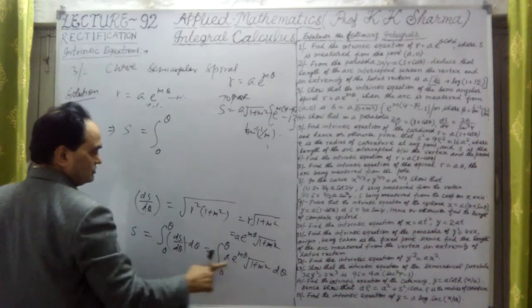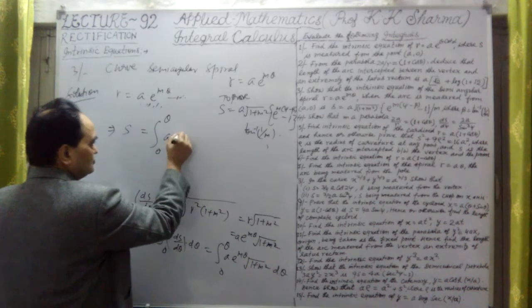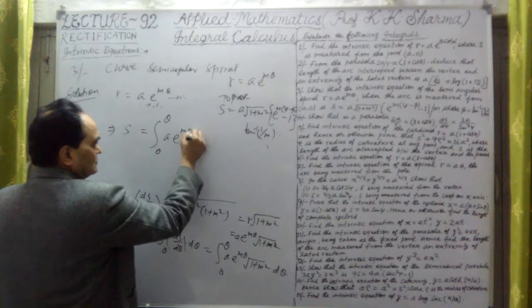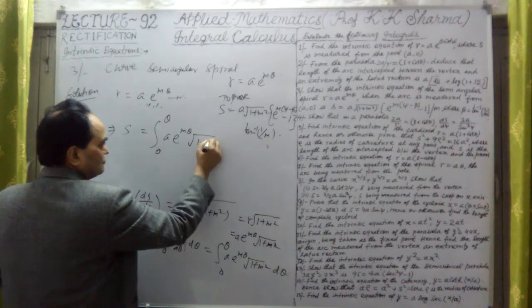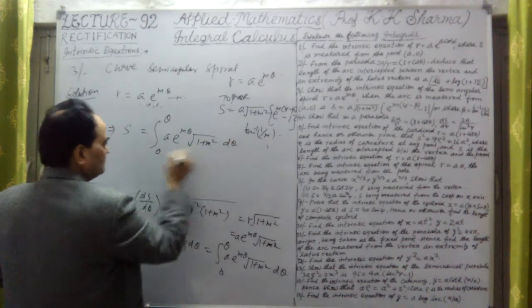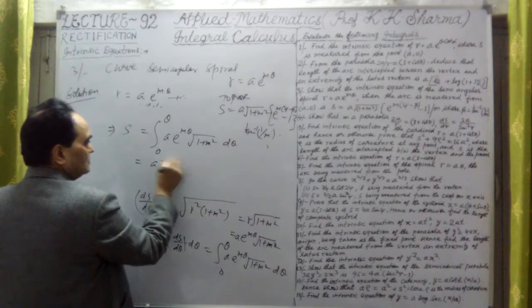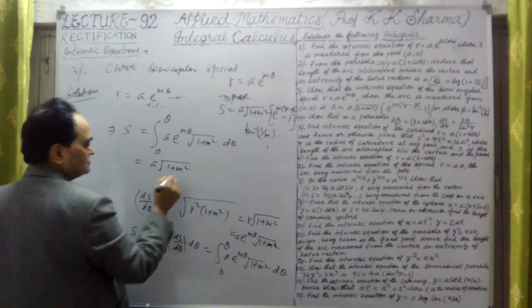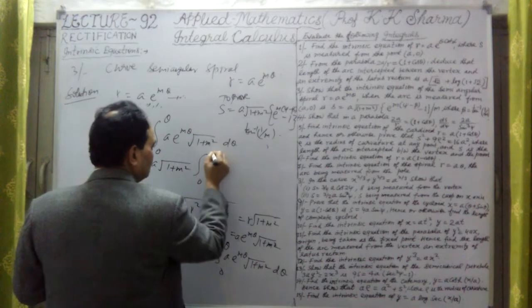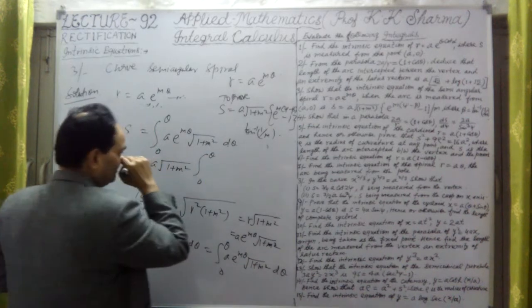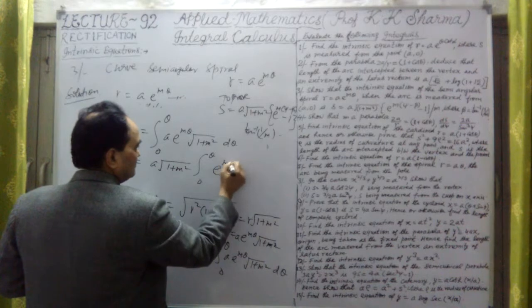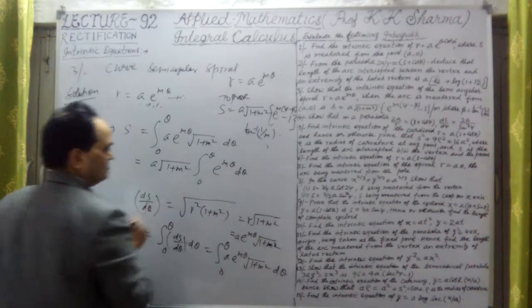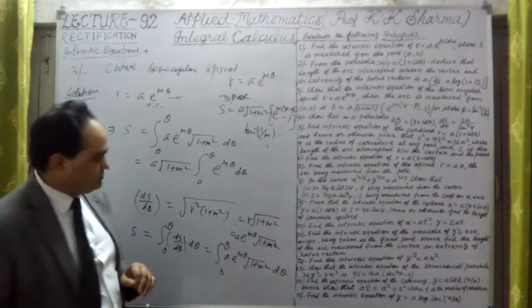Okay, and ds upon d theta we have written down. This is a into e raised power m theta under root 1 plus m square into d theta. Let me take common a under root 1 plus m square, which is constant, out of the sign of integration 0 to theta. Here this is e raised power m theta into d theta. We can integrate this with respect to theta at the moment.